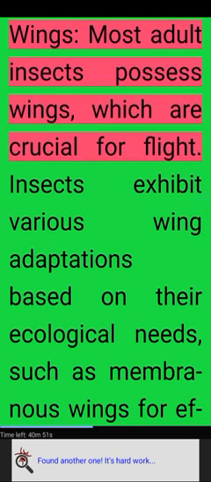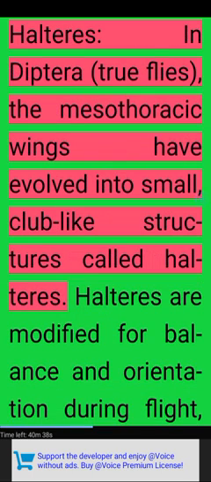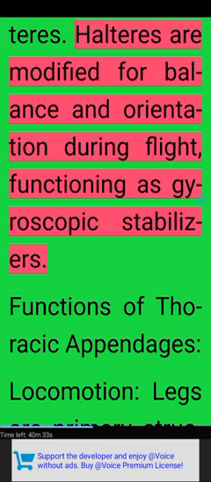Wings. Most adult insects possess wings, which are crucial for flight. Insects exhibit various wing adaptations based on their ecological needs, such as membranous wings for efficient flight, elytra, hardened forewings for protection, or reduced or absent wings in flightless species. Halteres. In Diptera, true flies, the mesothoracic wings have evolved into small, club-like structures called halteres. Halteres are modified for balance and orientation during flight, functioning as gyroscopic stabilizers.